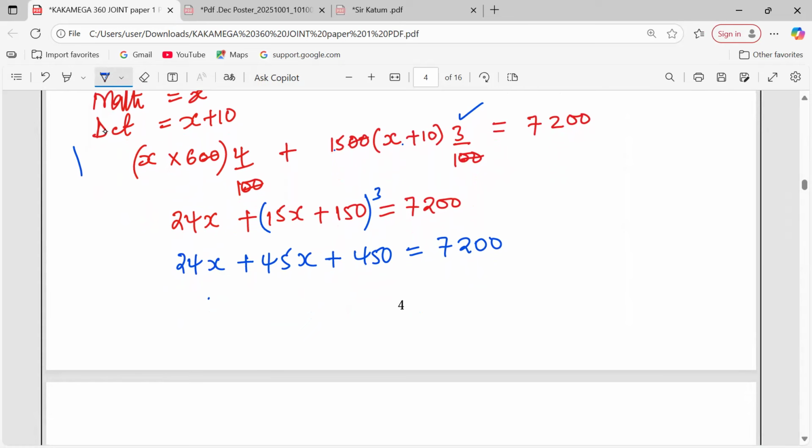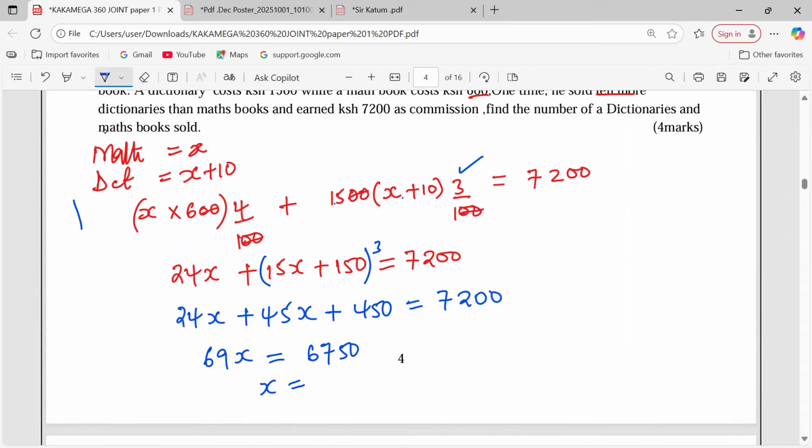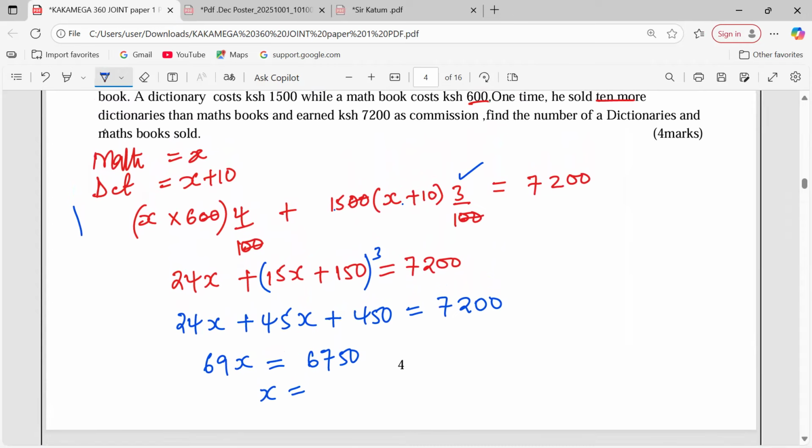So this is 69x equals to 7200 minus 450, giving us 6750. Then the value of x shall be, I'm still not getting what I need. 24 plus, yeah, that's 69. I think I should move at a slower rate.